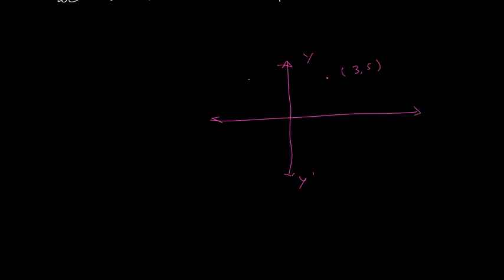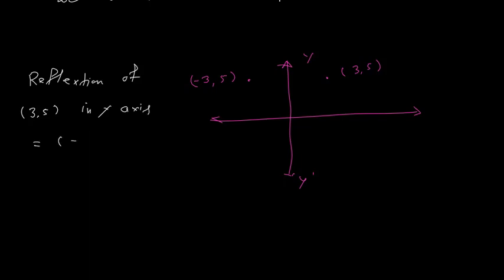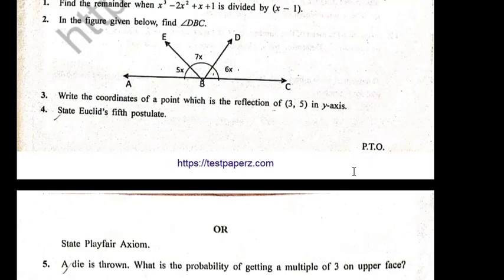So what do you get here? The y coordinate is the same, but the sign of the x coordinate will change. So it will become (minus 3, 5). So I will say that the reflection of (3, 5) in the y axis is (minus 3, 5).